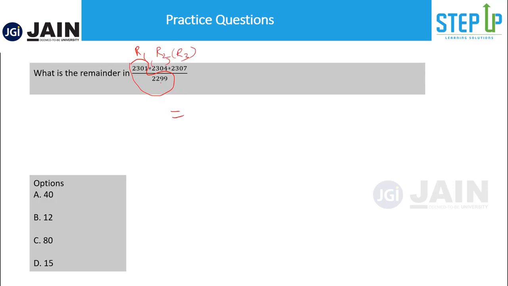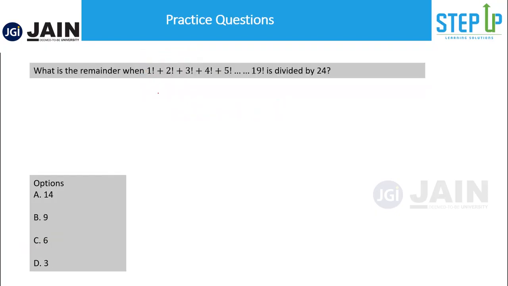So what we'll do in this case, in the first, R1 would be how much? 2301 upon 2299, this is 2, right? That means this would be 2, and here it would be 5, with 2299. 2307, meaning this is 8. So your answer would be what? This is 2 into 5, 10, 10 into 8, 80. So this is extremely easy. But imagine if you did not know this property of remainders, it would have taken a lot of time. Okay, let's look at another problem.